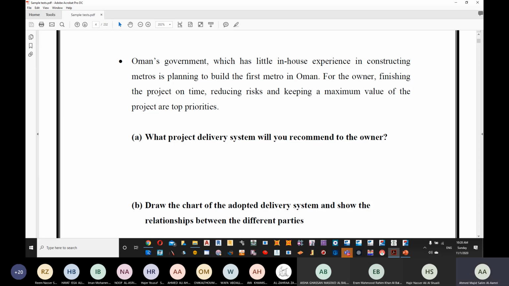Okay, we'll take one more and then we'll leave. A lot of questions are going to be coming for the payment methods and the delivery system or systems.